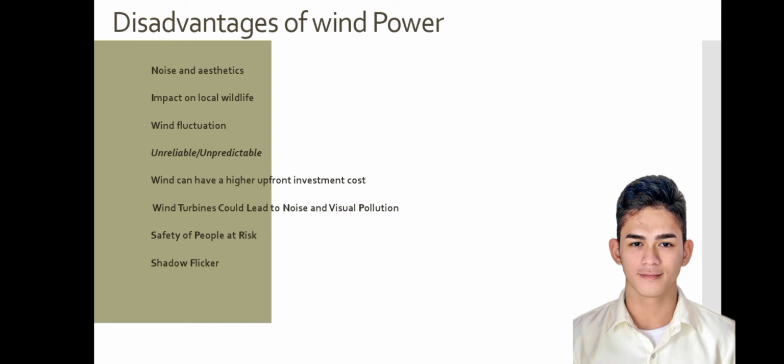Second disadvantage is impact on local wildlife. There have not been enough studies to be sure, and the figure for the US could be anywhere from 20,000 to more than 573,000 birds killed every year.